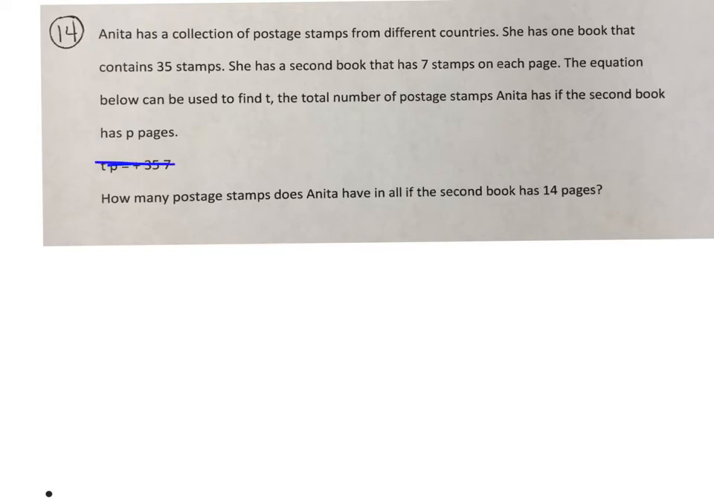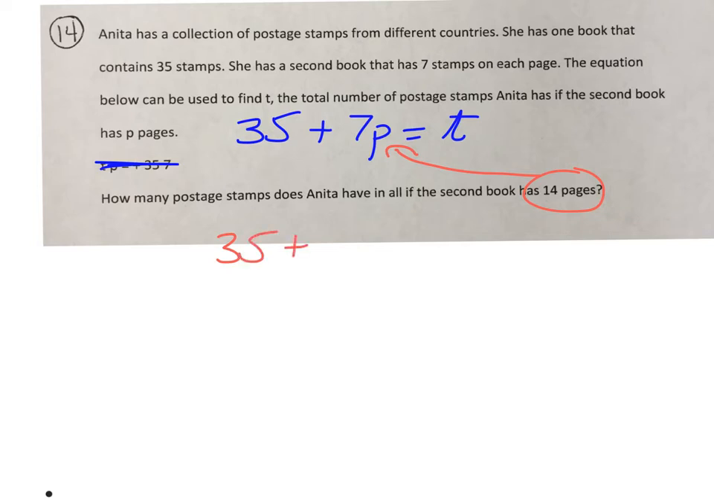Okay, let's go ahead and get rid of this equation because it is a typo. So you could read it and say your one book is 35 stamps. The second book is 7 stamps per page. So multiply that for P pages, and that will get you your total for the number of stamps. So now it's asking, I have 14 pages for that second book. So we need to substitute in a 14 for those pages. So 35 plus 7 times 14 equals T.